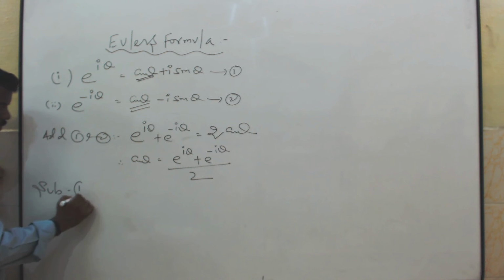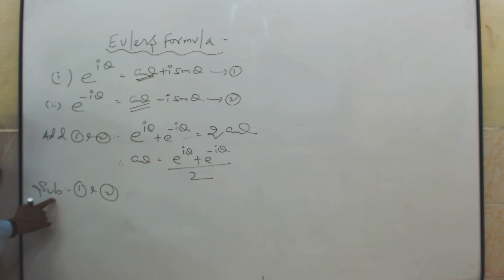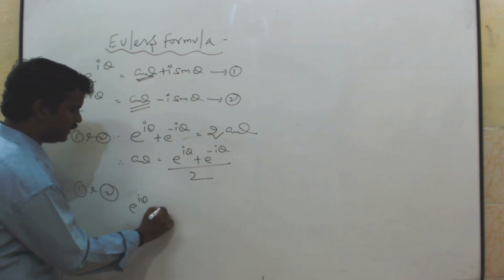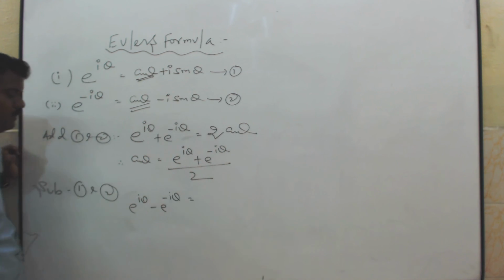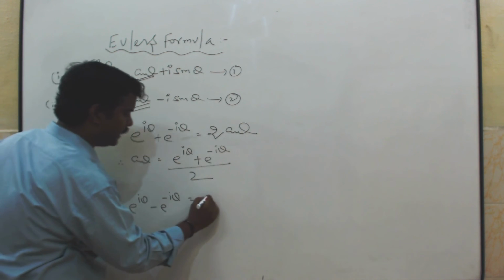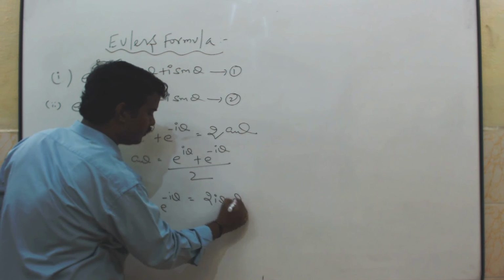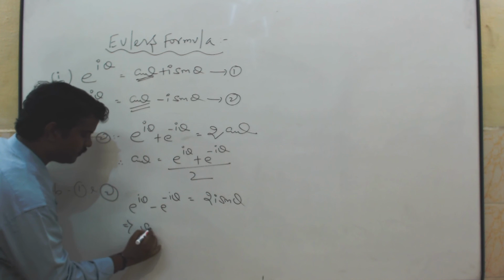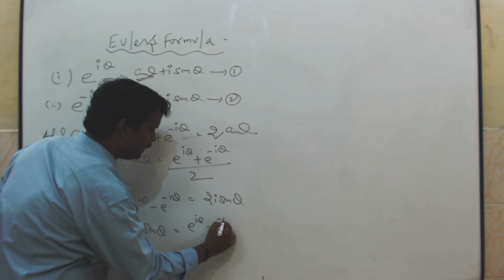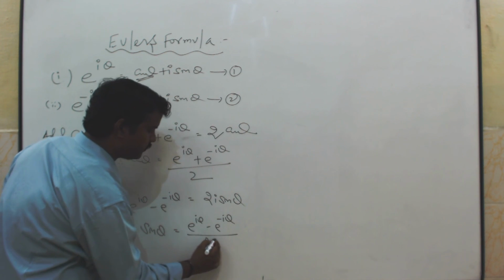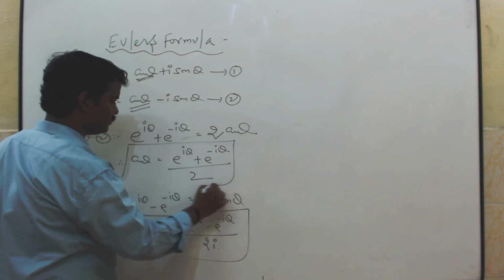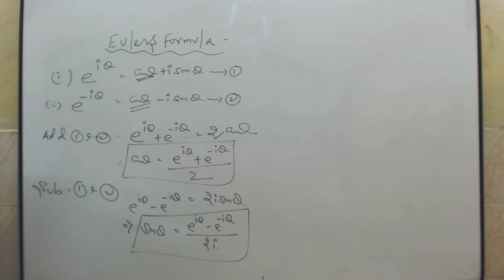Next one is you subtract 1 and 2. Short SUB I put, that means subtract. Subtract 1 and 2, which gives you e power i theta minus e power minus i theta. When you subtract, here minus comes, the two cancel, here plus comes. So you will get 2i sin theta. From this sin theta is e power i theta minus e power minus i theta by 2i. So all these things you have to remember.